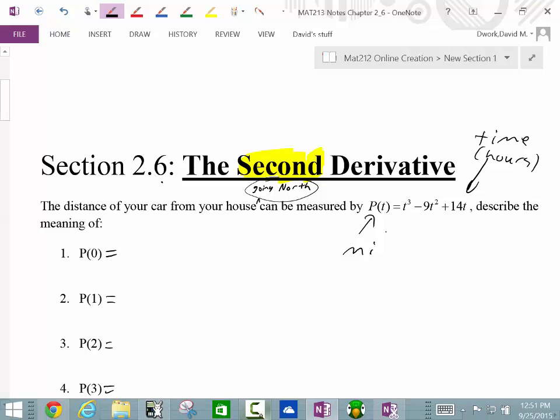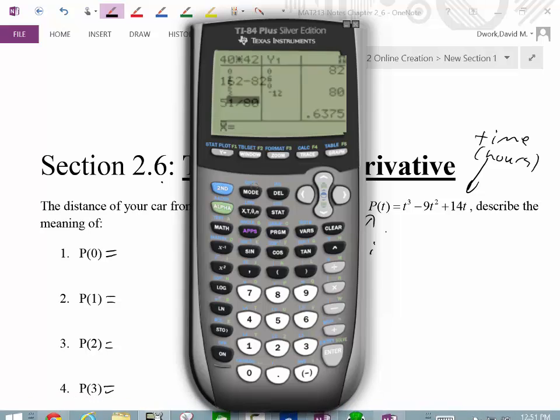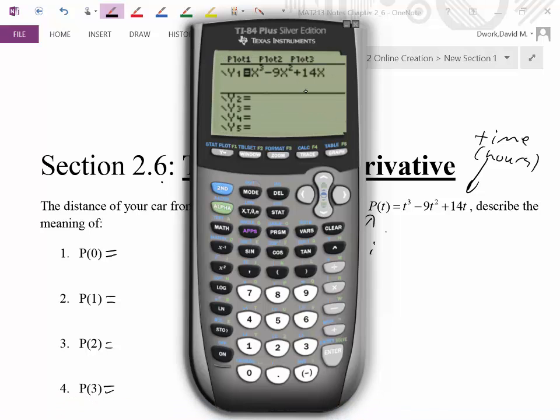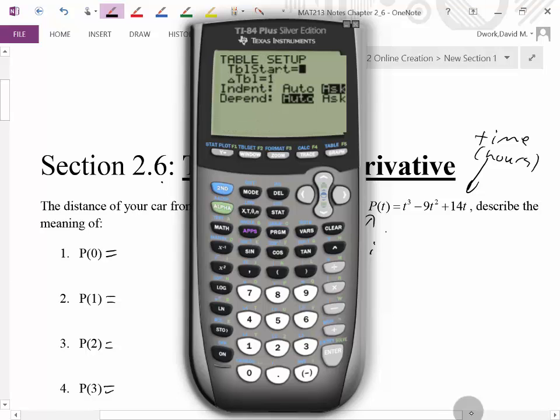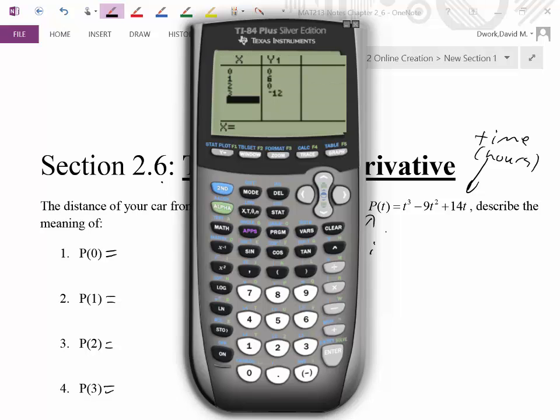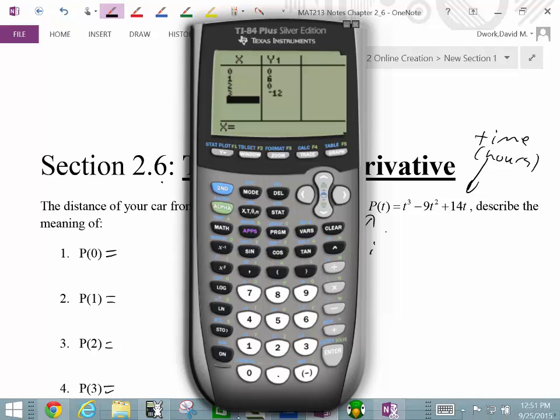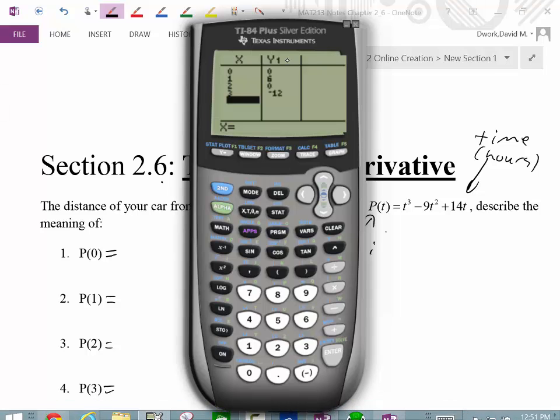And as a quick review, in my calculator, I'm going to go to my y equals, type my equation in there, then go to my table set and change my independent variable to ask. So that way when I go to my table, I can just type in the values I want and fill them out right here on the page. So you go ahead and do that, get your values either by hand or using a calculator, and then we'll talk about meaning.